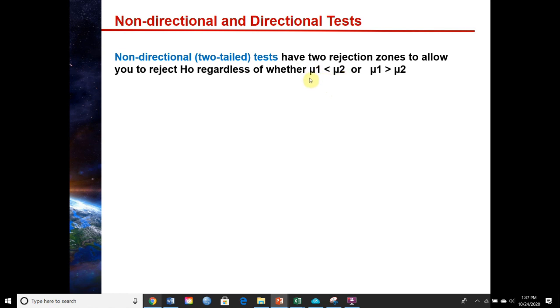Then what you're saying is I better have two rejection zones. I don't know where my TS is going to fall. So if it turns out that your test statistic falls into the negative tail where mu1 is less than mu2, you're fine. You can still reject H0. Same thing here. If you fall in the positive tail where mu1 is greater than mu2, as long as you're in a rejection zone, you can reject H0.